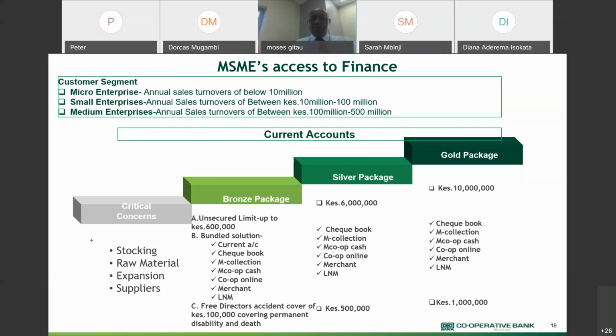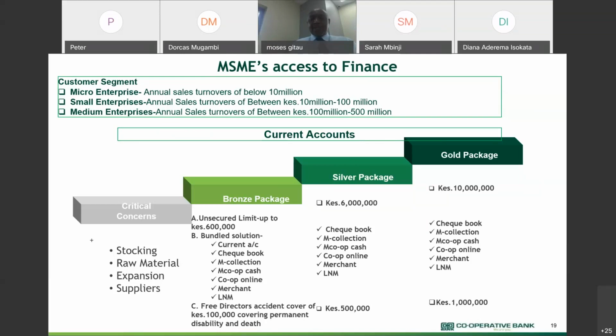The packages also come with bundled solutions. I said all of them are current accounts, so each of those packages has a checkbook. In case you have to pay your suppliers, you can use a checkbook. Each of those packages comes with M-Corp, which helps you in terms of payment and collection of your funds. Each of those packages comes with M-Corp Cash. Each of those packages comes with Corp Online, that is the internet banking from Cooperative Bank.